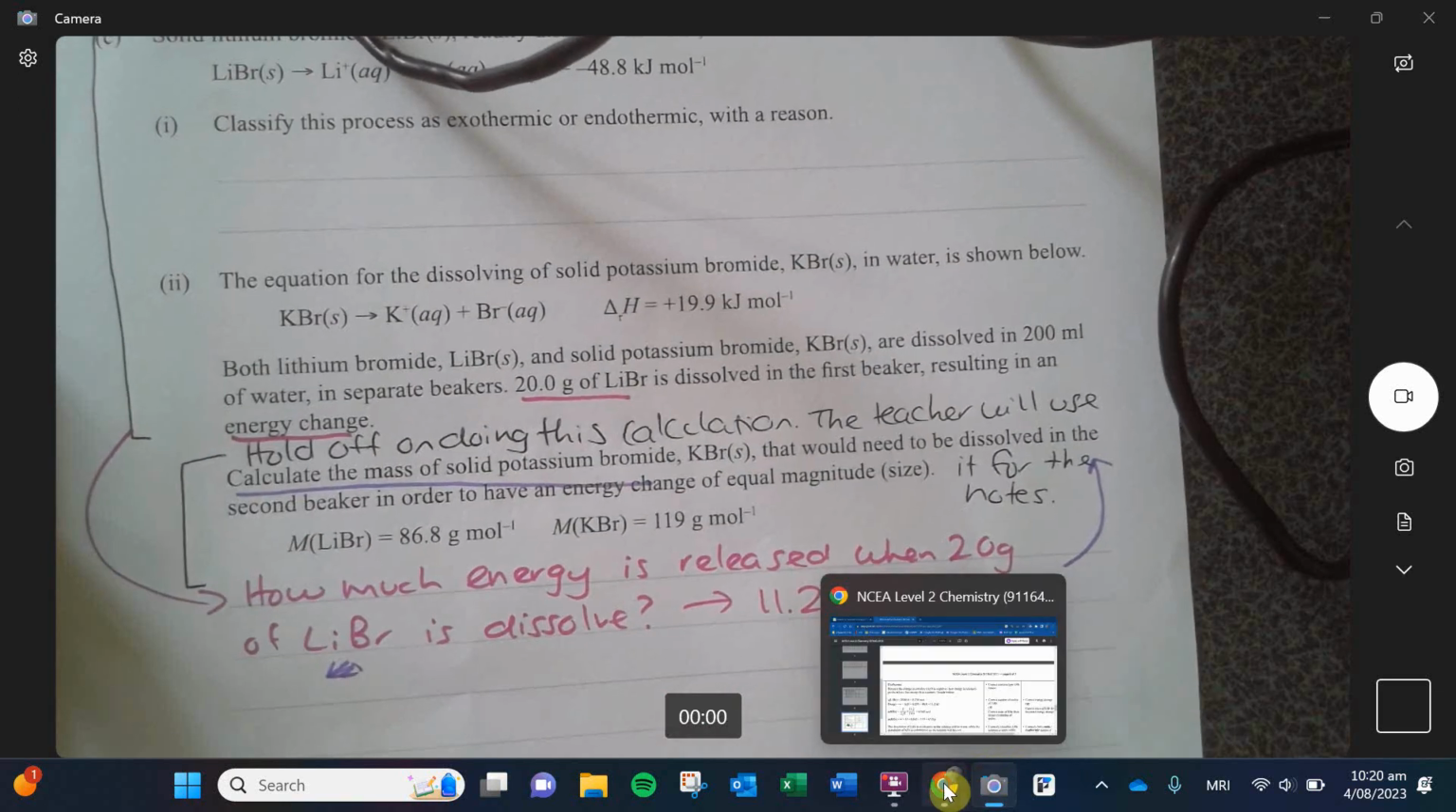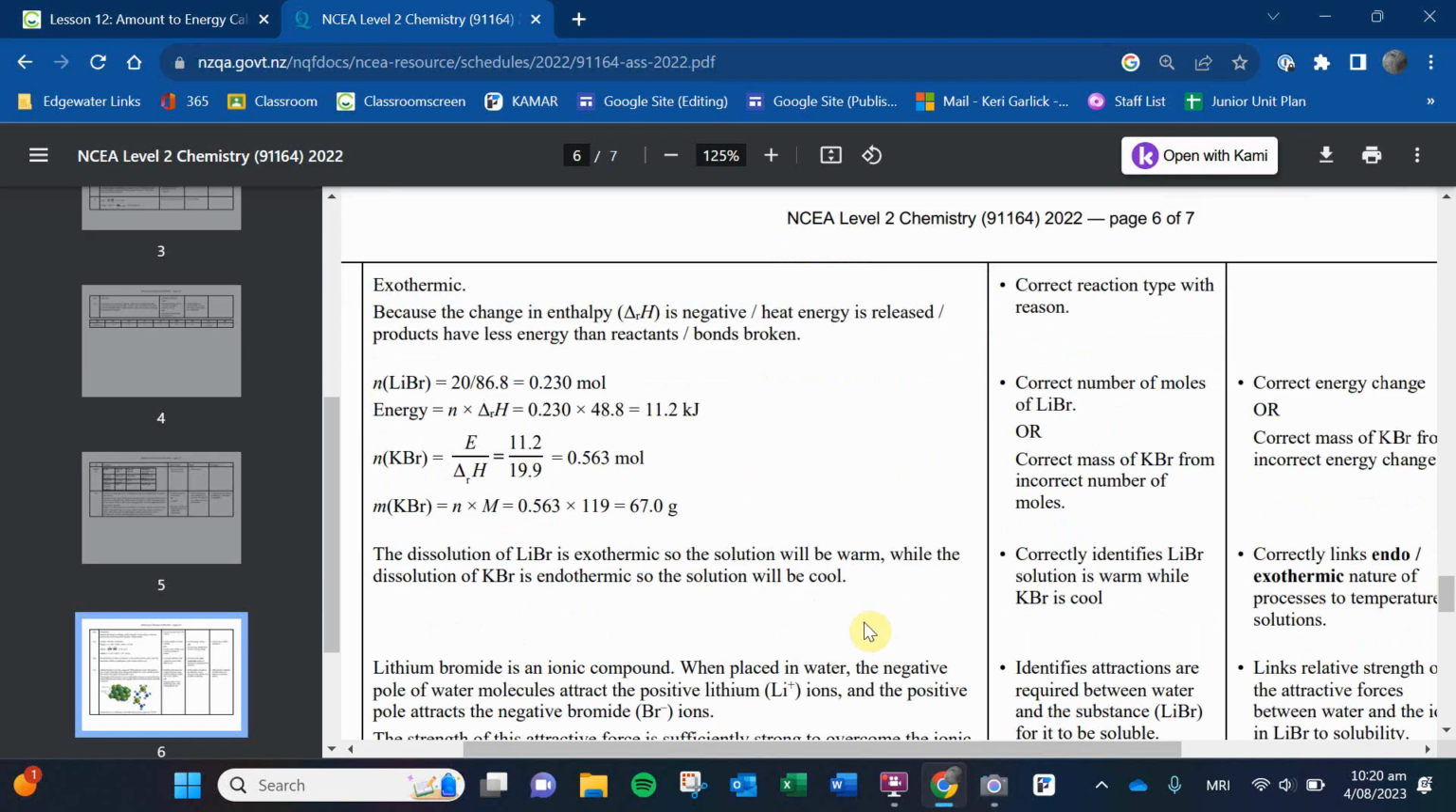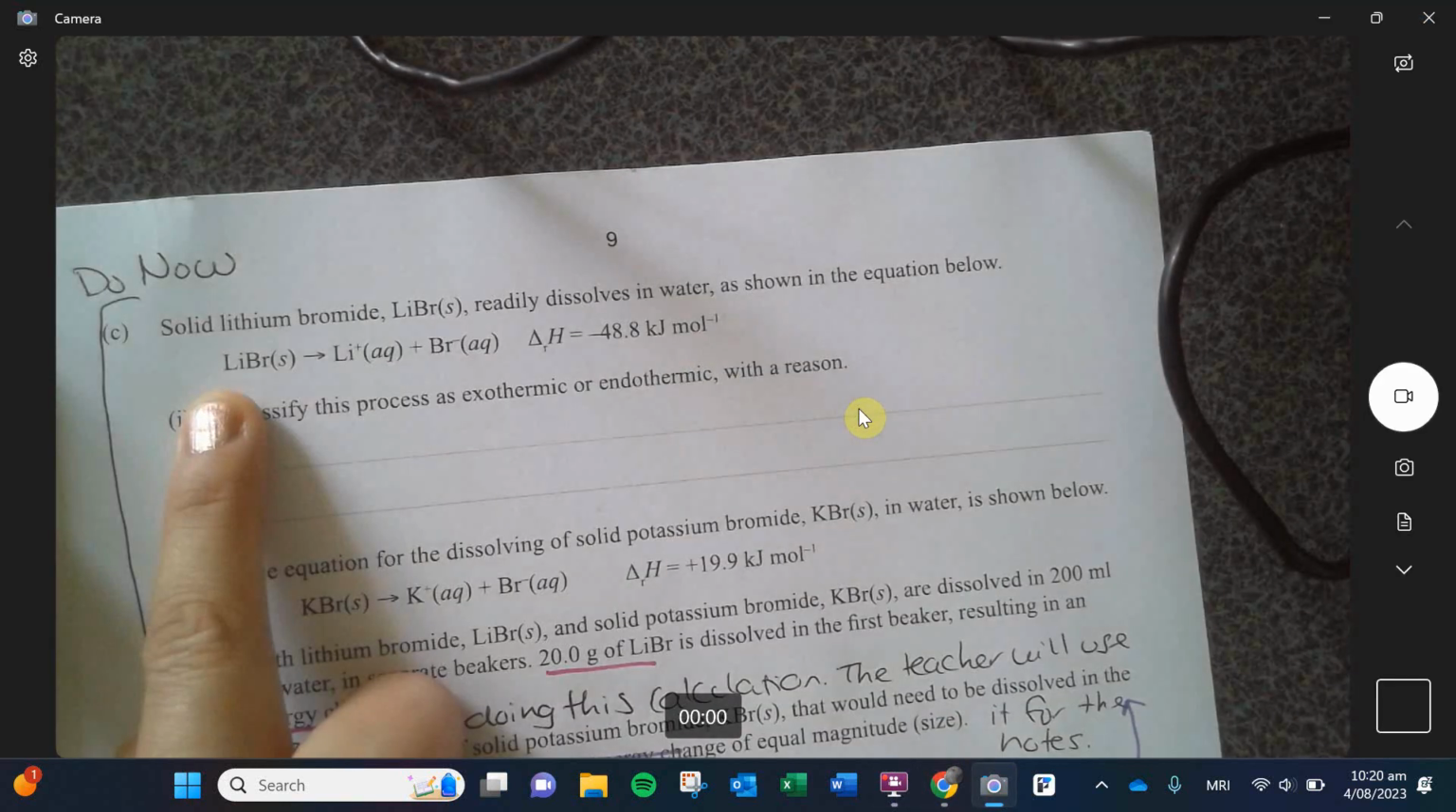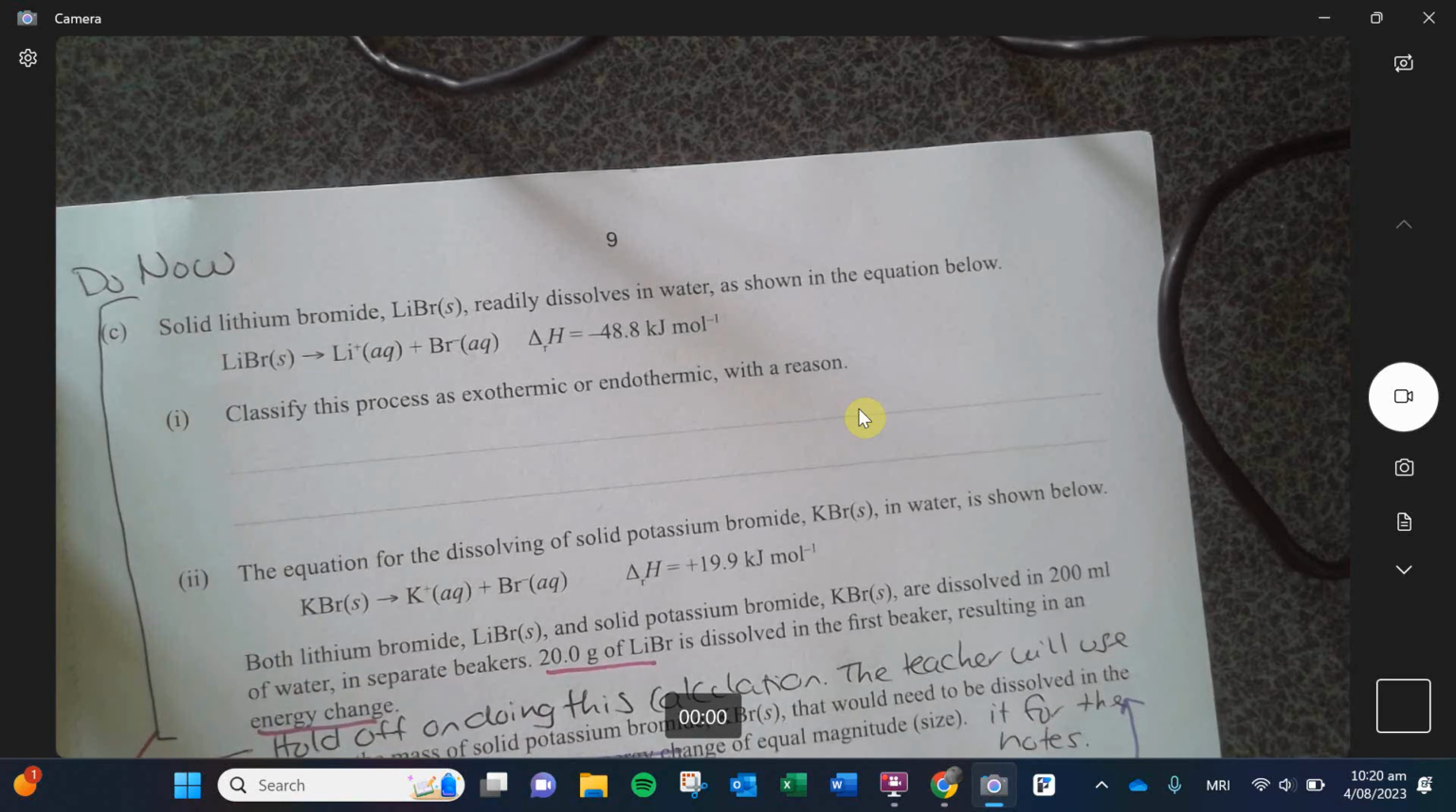I'll pull it over to the marking schedule so you can see the working. So what they've done is they've done the 20 grams of lithium bromide. They divided it by the molecular mass of lithium bromide to get the moles. And then they've done the moles times the enthalpy. In this case, we don't need to divide the enthalpy by any number because the equation has only 1 mole of lithium bromide. But if you divide by 1, you still get the same answer. I personally keep those steps in to make sure I know what I'm doing.